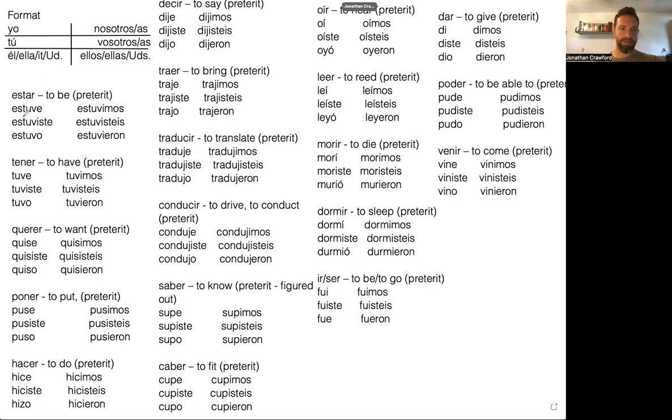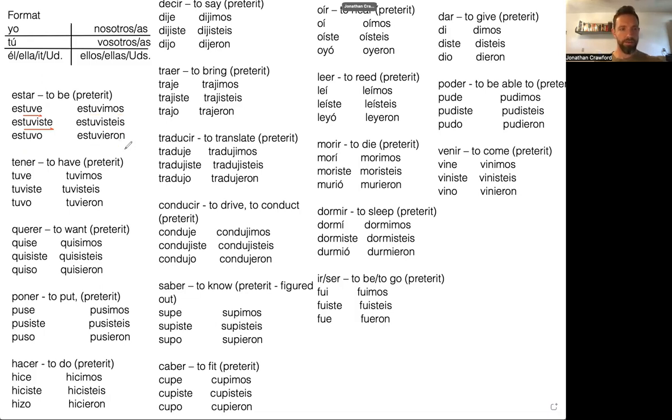So, for example, estar. Estar in the preterite is irregular. You don't say yo esté, you say yo estuve. And so this little uve right here is irregular. It's not the typical preterite tense ending that you would see with regular A-R, E-R, I-R verbs in the preterite tense. So you have estuve, estuviste, estuvo, estuvimos, estuvisteis, and estuvieron.